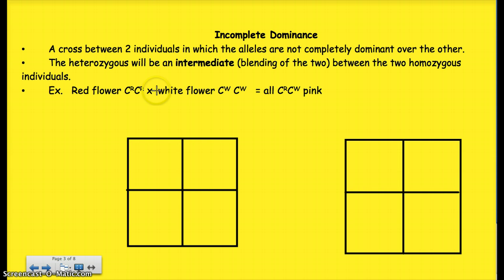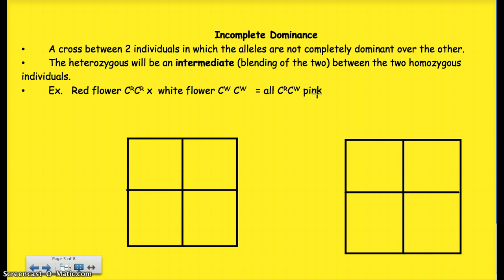So you're going to notice right here, we have a different way of writing these. We're going to be looking at flower color for a second. The C represents color, and the R in the superscript represents the color of the flower. So in order for me to get red flowers, I have to have two C's with R's. In order for me to get white flowers, I have to have two C's with W's. So the first one that we're going to cross, on your paper, you notice if we cross a red flower and a white flower, we get all pink.